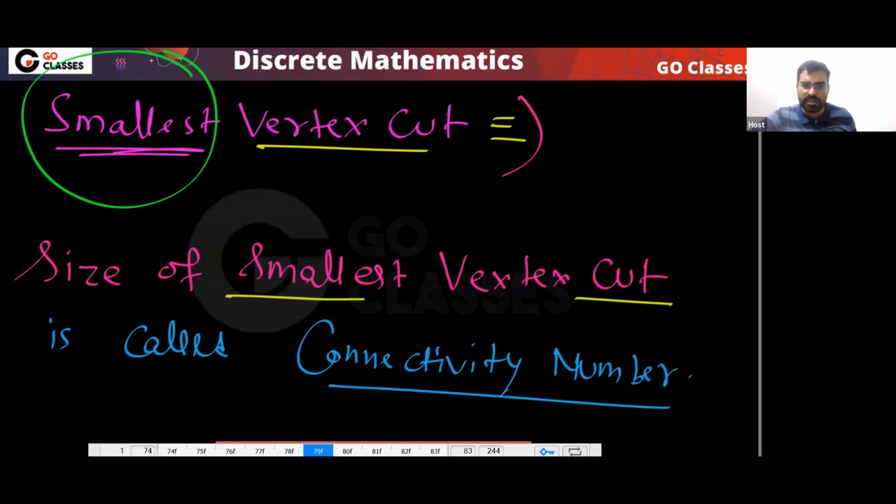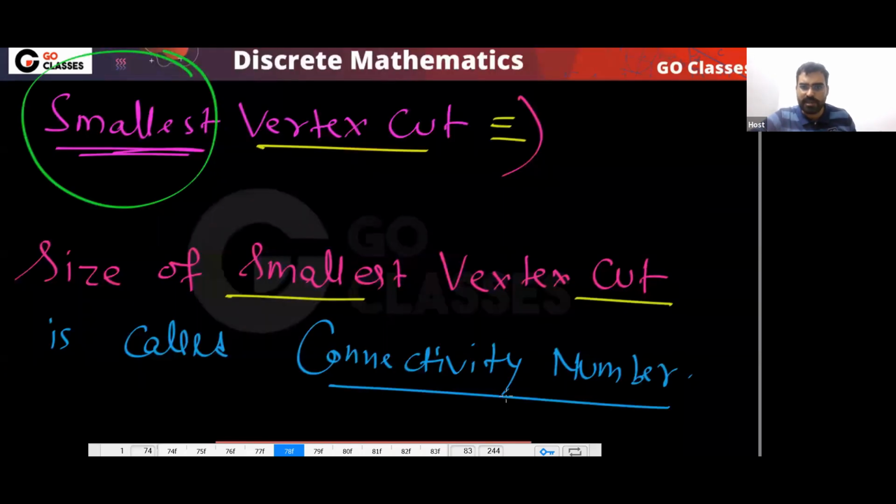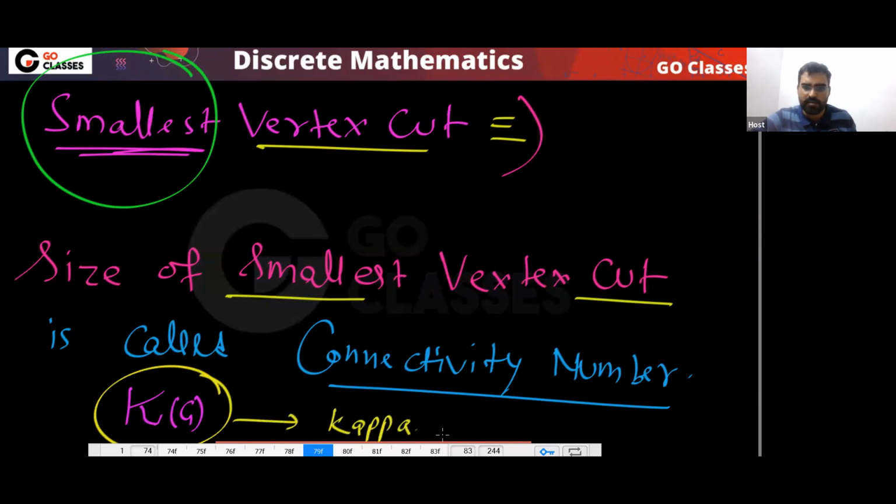So for this graph, what is the connectivity number? Because this is the smallest vertex cut, I can say the connectivity number, and the symbol is kappa. This symbol is kappa. We call it kappa.